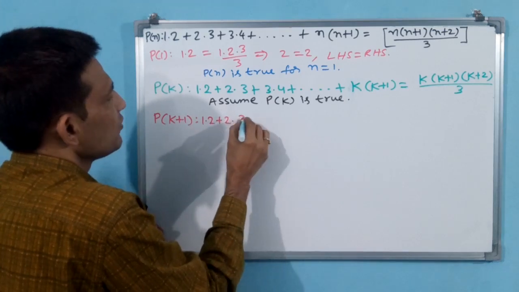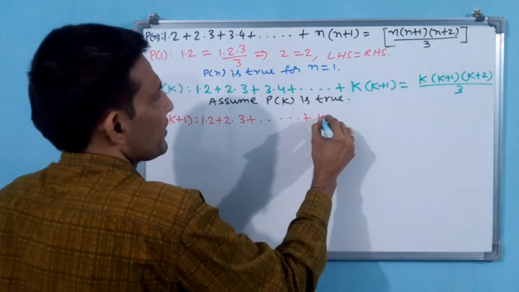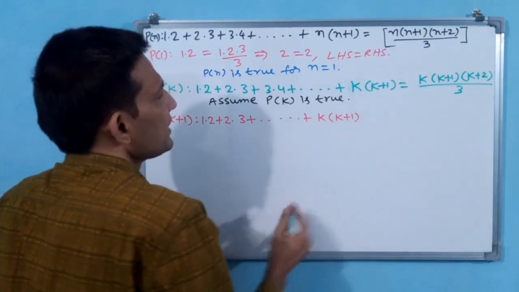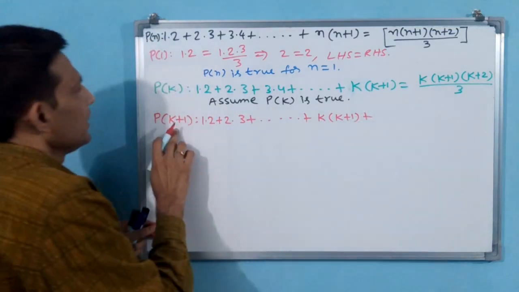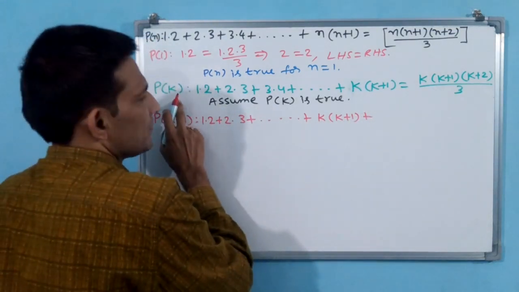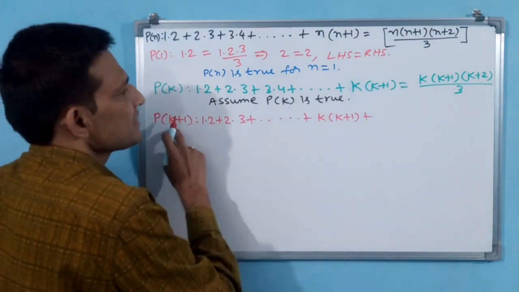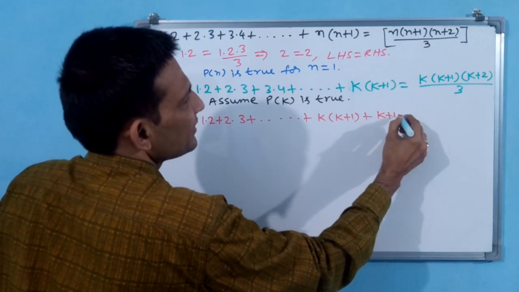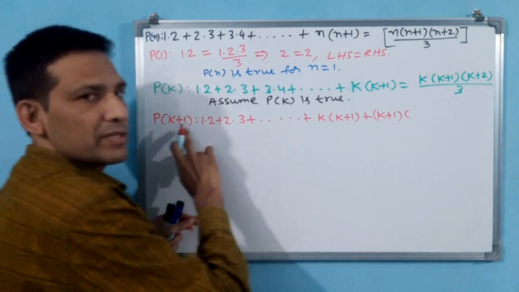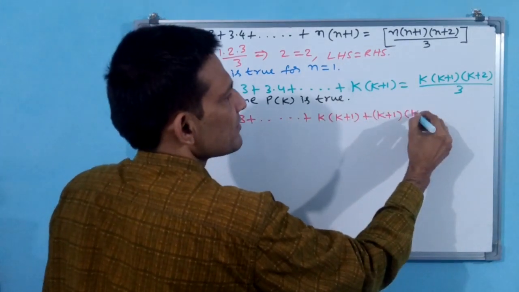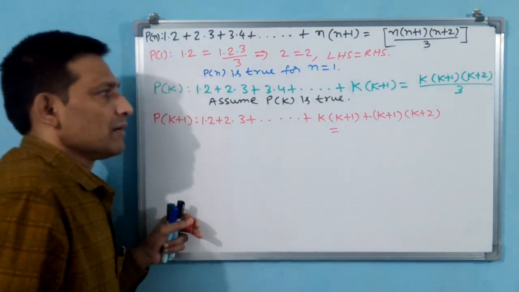1 into 2 plus 2 into 3 plus dash dash dash plus k into k plus 1 is already there, then we have to write up to k plus 1, that is k plus 1 into k plus 1 plus 1, which is k plus 2. K plus 1 is there, friends. Okay, this is LHS.